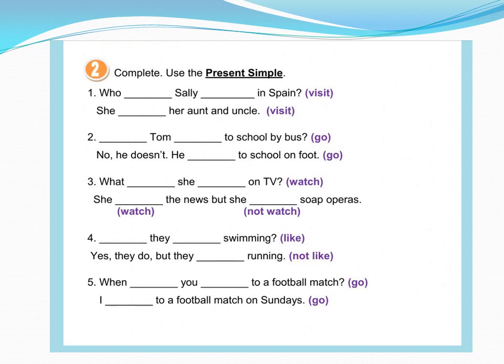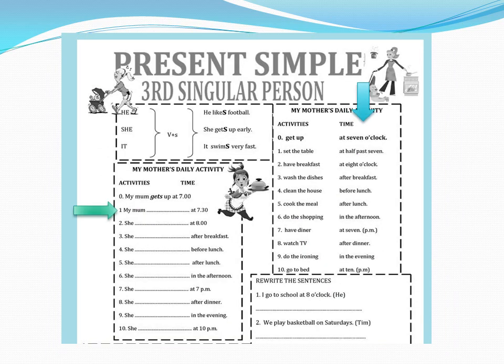Right here we have another exercise in which the students will have to read and complete the blanks with the right form of the verbs in the present simple. There are 5 exercises. In this exercise, the students must complete all the exercises getting the information from the box above.